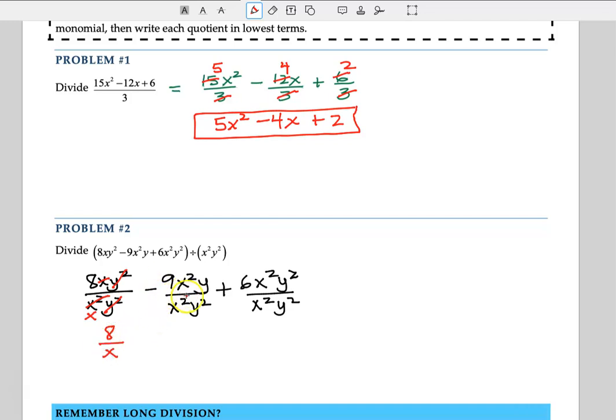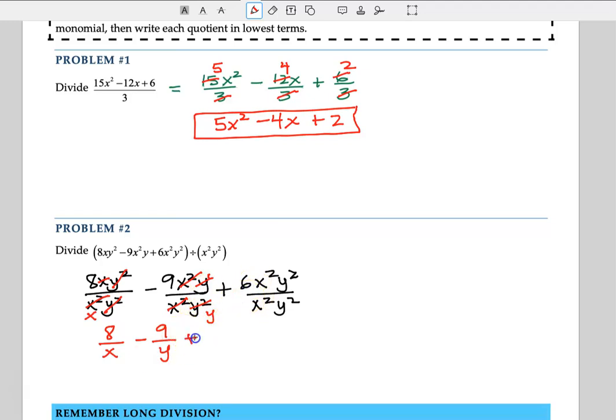All right, let's look at the next term on this. So here the x squareds divide out, and this time we have a y to the first on the top and a y to the second on the bottom, so we're left with just a y on the bottom. So minus 9 over y is all that's left when we simplify that.